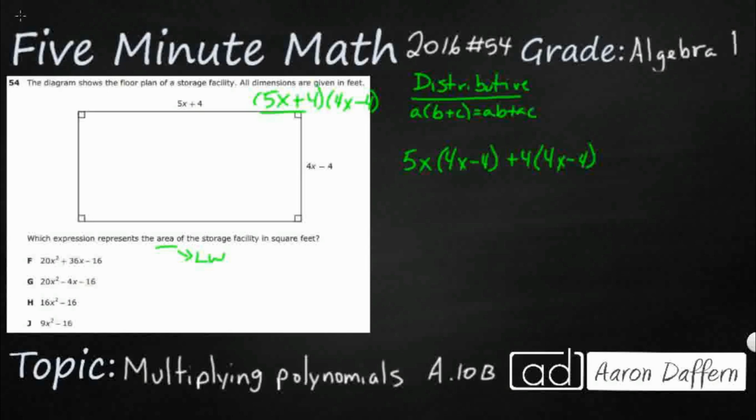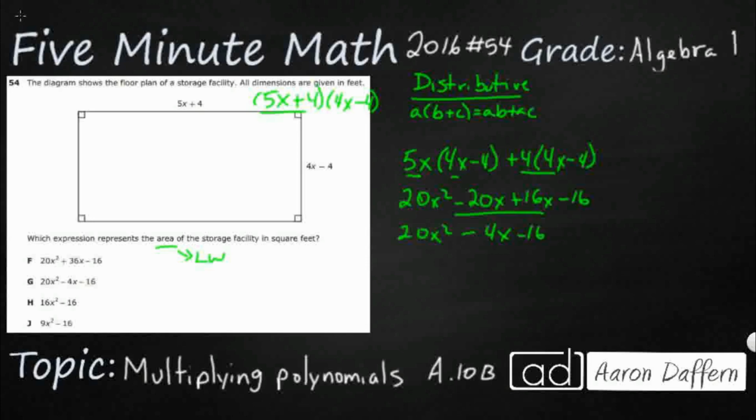term each time. And so we can say, all right, so 5x times 4x is 20x squared. 5x times minus 4 is going to be minus 20x, and then I've got a plus 16x, and then I've got a minus 16, and what we're doing is we're combining like terms, so we get them right there. So that's going to be 20x squared, and that's going to be a minus 4x minus 16. Okay, so we see an answer there.